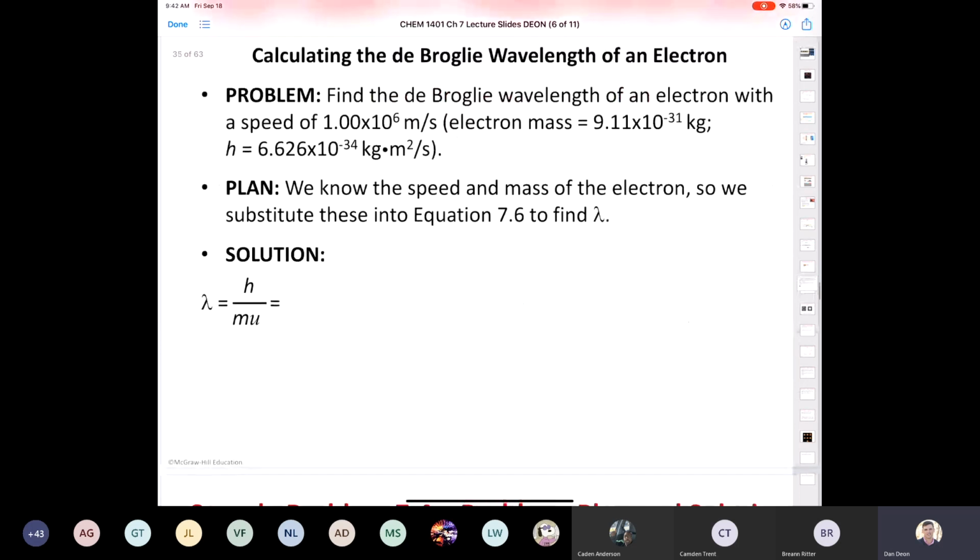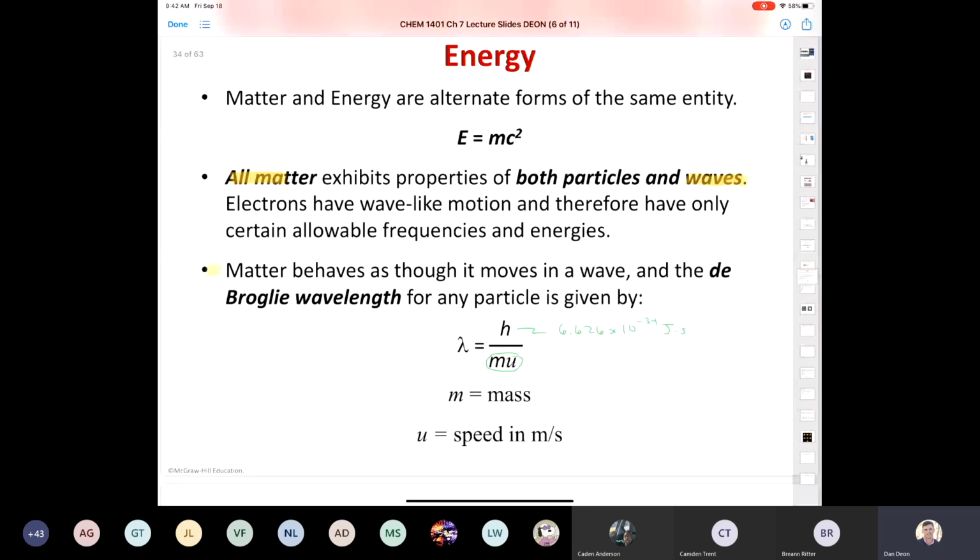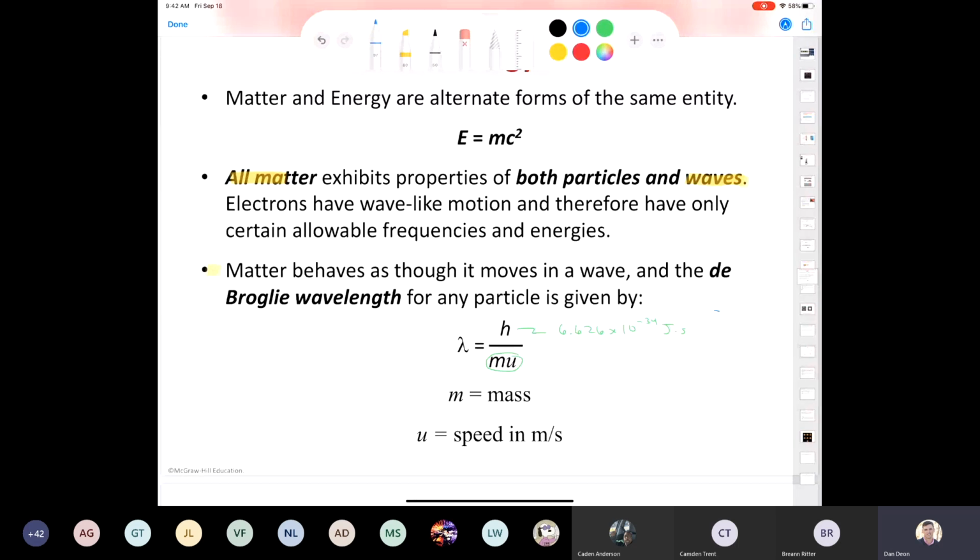You know what? First, let's try solving this problem. So here's our equation for the de Broglie wavelength. I'm going to jump around here a little bit, you guys. It's a Friday. Come on, bear with me.